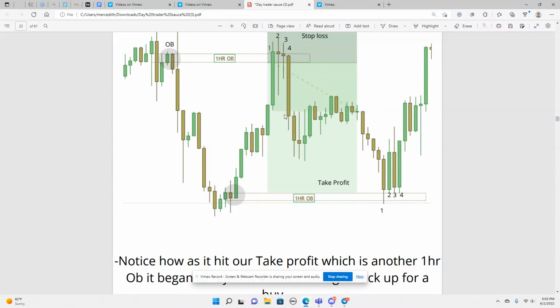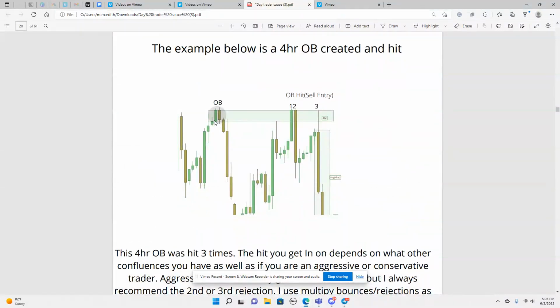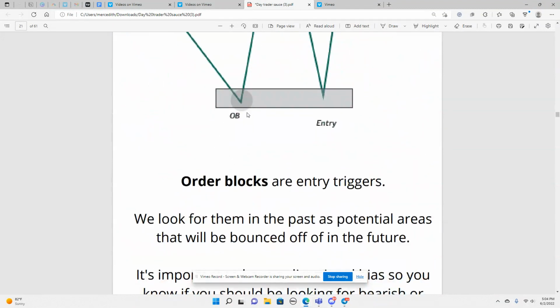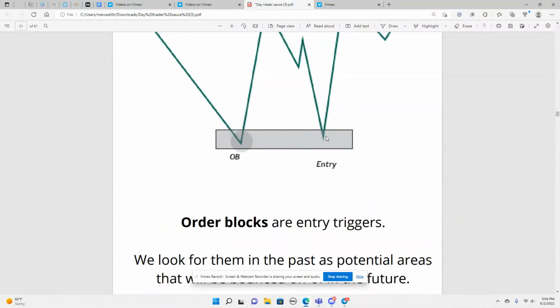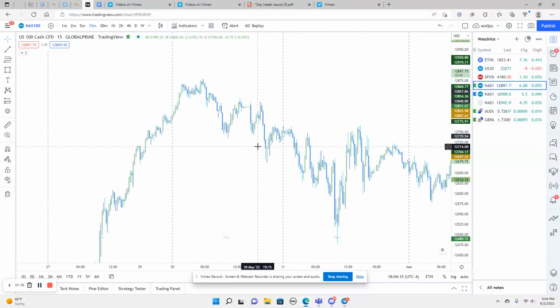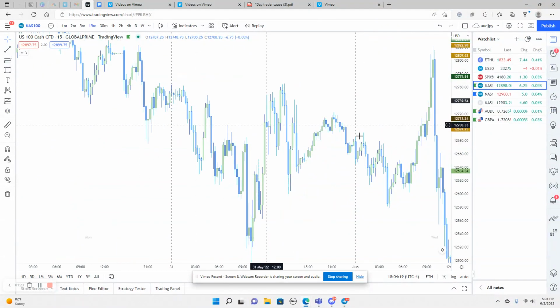Now, when you see on all of these, price eventually comes back to this area in the future and rejects off of it, giving us a buy. Same thing with this one here. It rejects off of it in the future, giving us a sell, right? So we look for order blocks in the past as potential areas that will be bounced off of in the future. Okay, so if we go to our chart here, and you can use order blocks on any time frame, but my favorite is the 15-minute time frame.